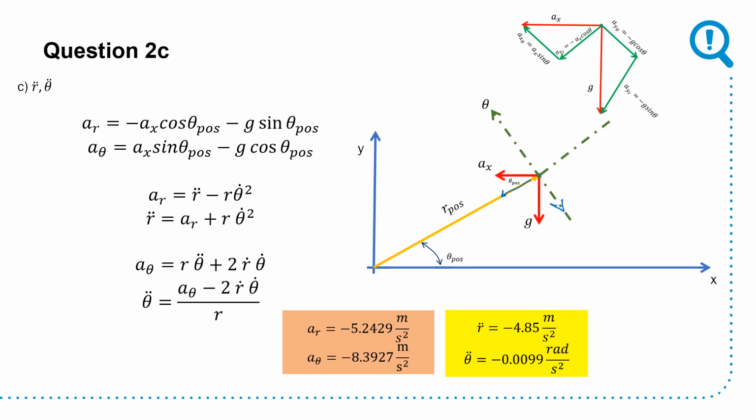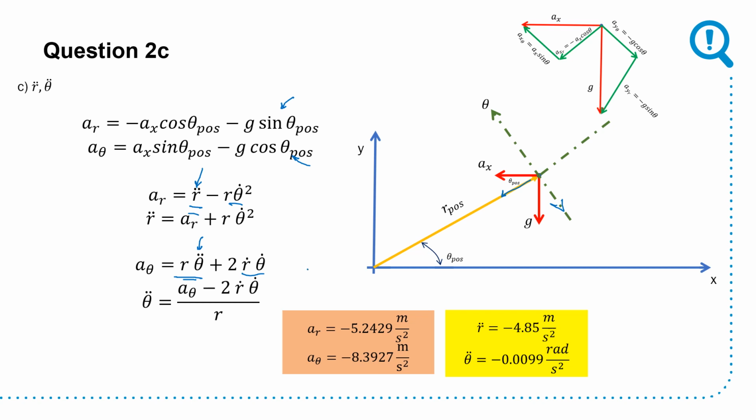We can calculate AR from geometry right here, A theta from geometry, and then substitute in the definition. What we need to know are these terms, and in the previous part of the problem we solved for these. So we find acceleration in r and theta are negative, negative, which kind of makes sense. We expect things to decrease in speed or velocity. And we find r double dot and theta double dot from this. It's a very small number in theta double dot, and a pretty significant number in r double dot.